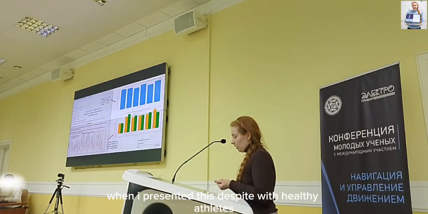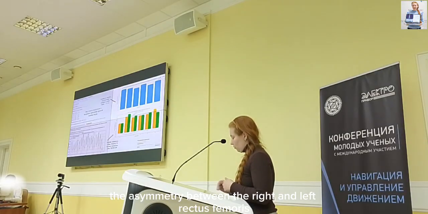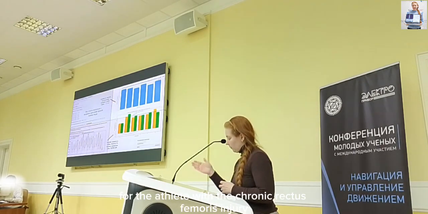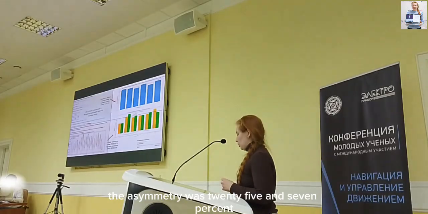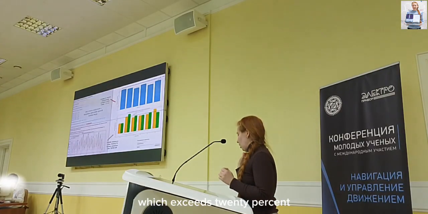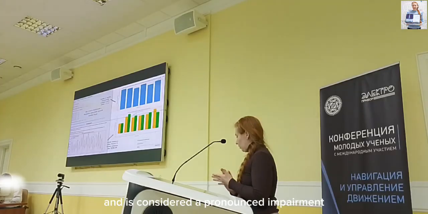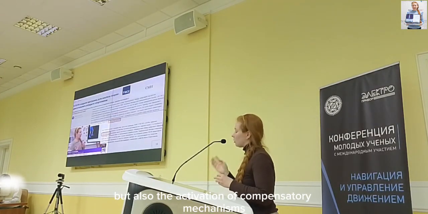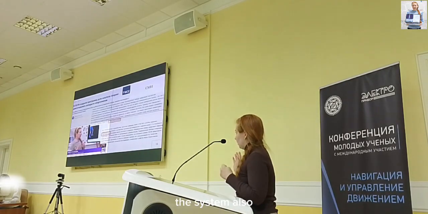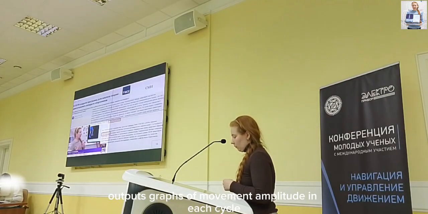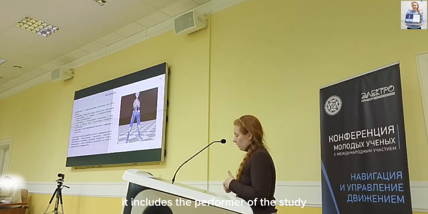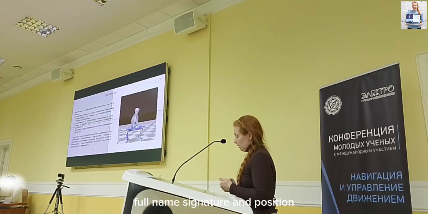When I presented the slide with the healthy athletes, the asymmetry between the right and left rectus femoris muscle was up to 15%, which is considered normal. In contrast, for the athlete with the chronic rectus femoris injury, the asymmetry was 25.7%, which exceeds 20%, and is considered a pronounced impairment. This reflects not only incorrect exercise technique, but also the activation of compensatory mechanisms. The system also outputs graphs of movement amplitude in each cycle as well as maximum asymmetry in each cycle. At the end of the document, it includes the performer of the study, full name, signature, and position.